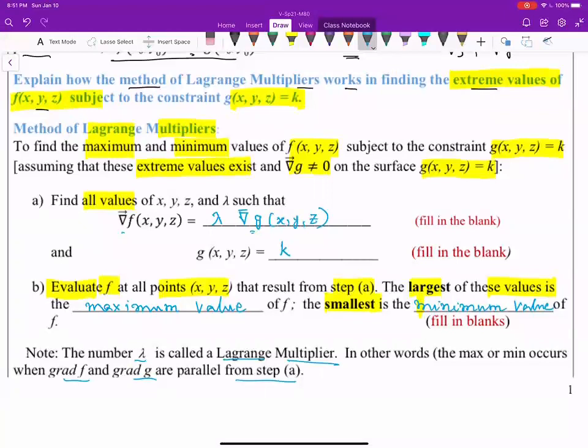Find all values x, y, z and lambda such that gradient f equals lambda times gradient g, along with the constraint g of x, y, z equal to k. So first find all values of x, y, z and lambda. Then evaluate f at the points x, y, z that you arrived at from step A. Then the largest among these is the maximum, the smallest is the minimum value.